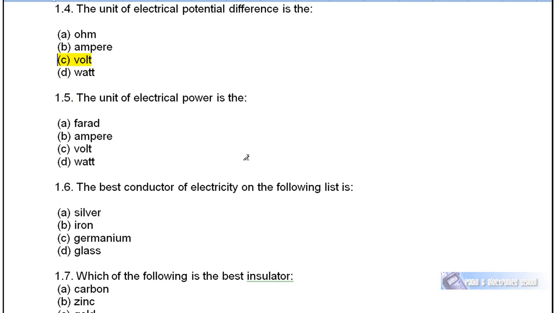The unit of electrical power, remember P equals E by I. P equals E multiplied by I. So if you had, let's say, 10 volts and 2 amps, 10 volts and 2 amps would give us 20 watts. So the unit of power is the watt.